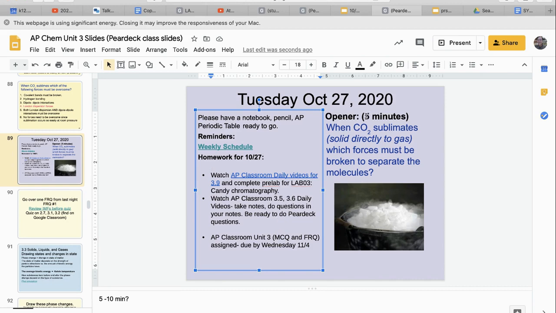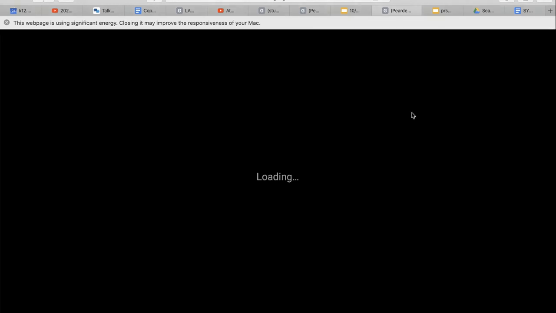So today's opener was: when CO2 sublimates directly from solid to gas, what forces must be broken to separate the molecules? Well, since CO2 is a nonpolar molecule, CO2 is going to have only very weak London dispersion forces. So when CO2 is sublimating here, this is dry ice, we are breaking apart the weak London dispersion forces.